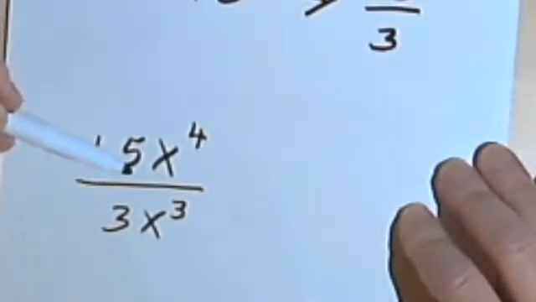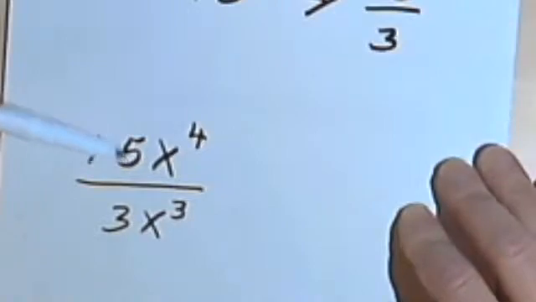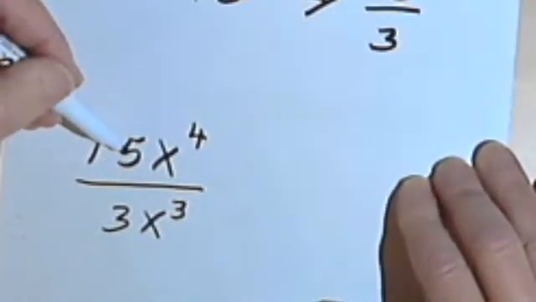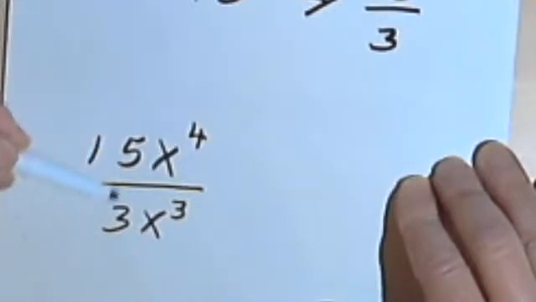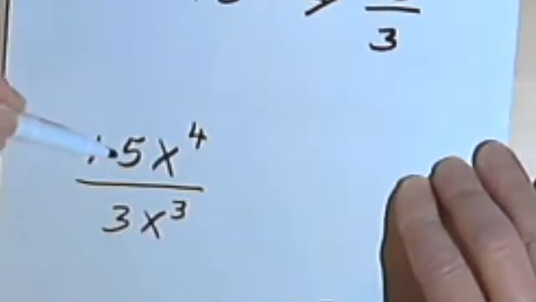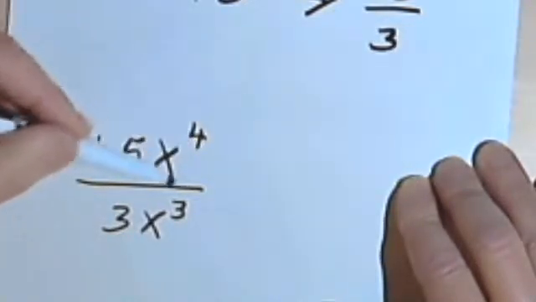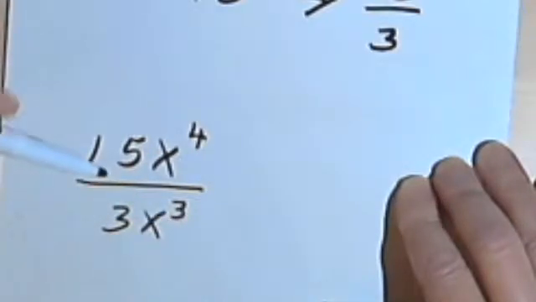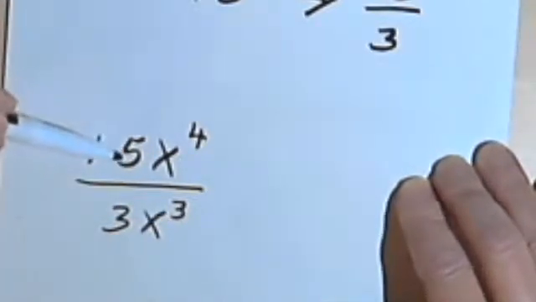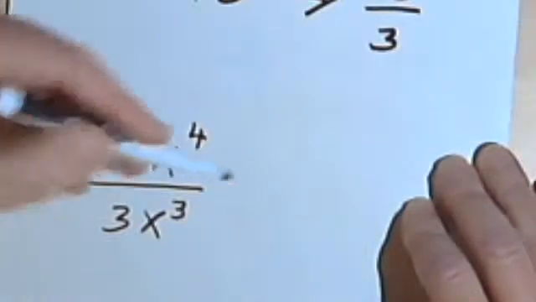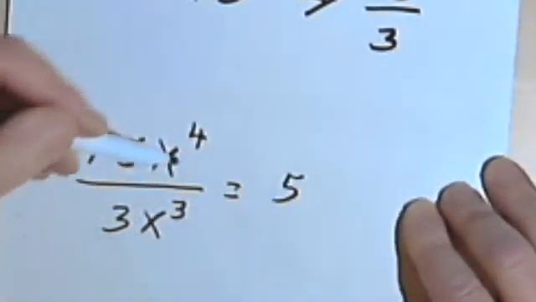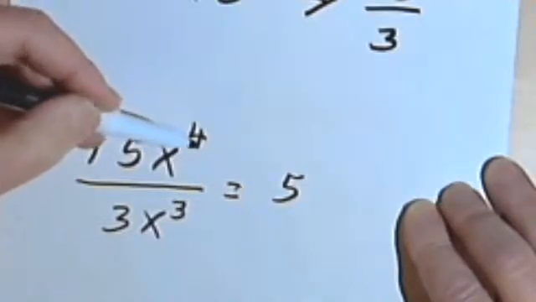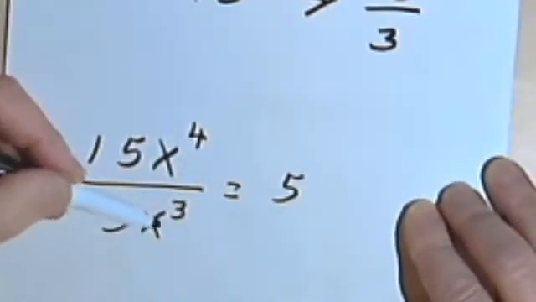So the basic rule for division in algebra is this. First of all, as with multiplication, deal with the coefficients by themselves. So in other words, when we have 15x to the fourth over 3x to the third, the first thing you're thinking of is, what is 15 divided by 3? So that's going to be 5. And then what is x to the fourth divided by x to the third?